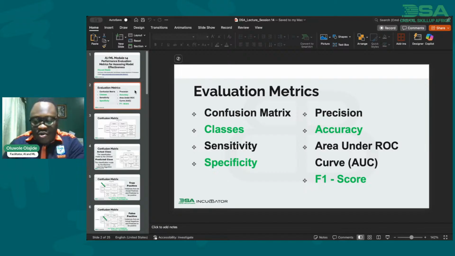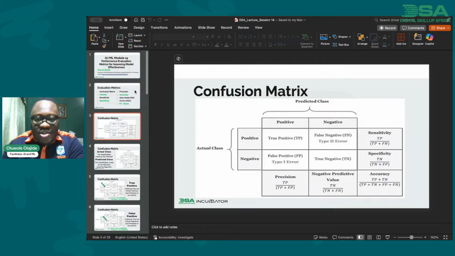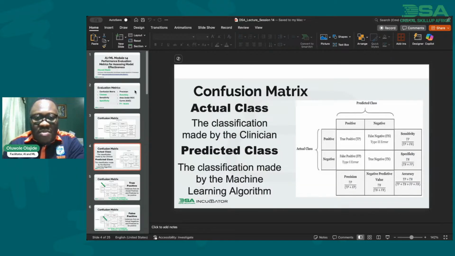We've been able to look at confusion matrices, and spoken about sensitivity, specificity, precision, and accuracy. When we started the class, we started with the map of the confusion matrix, and we spoke about what it does. It tries to compare the actual class, the classification made by the clinician, versus the predicted classification made by your machine learning algorithm. If 100 classes have been made by the clinician, then your machine learning should be able to predict up to 90 to 95 of that. And if it does the 100, then it's also fantastic. So you should be able to do it faster, more accurately, with precision.